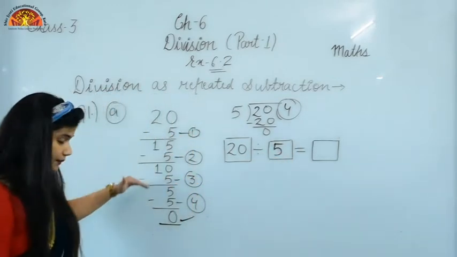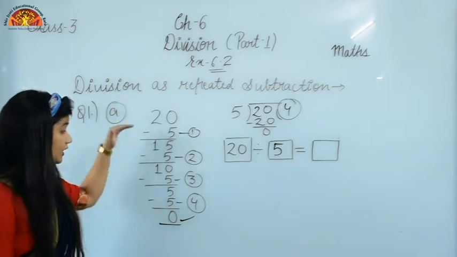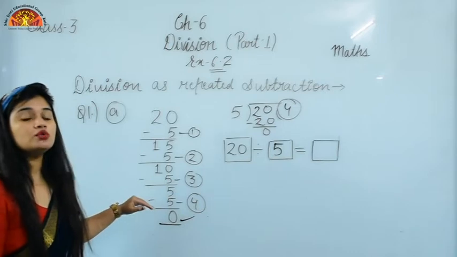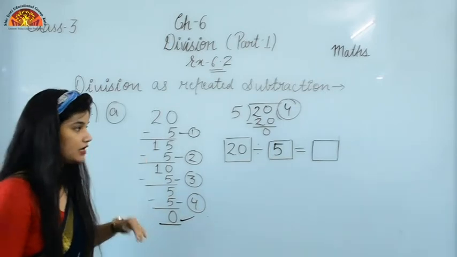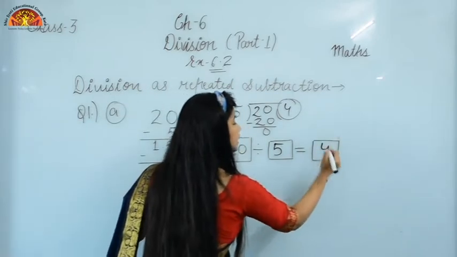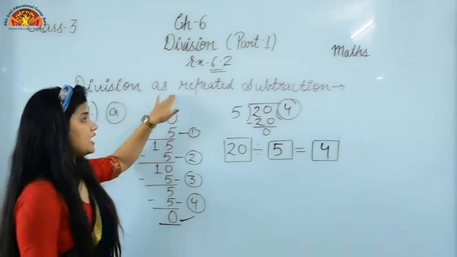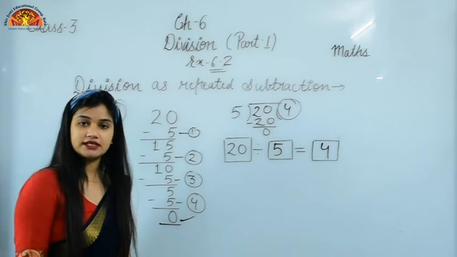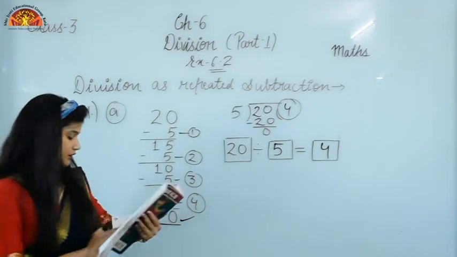जिस नंबर को आप बार बार subtract कर रहे हो that will be divisor. And what is the answer? How many times you have subtracted 5? You have subtracted 4 times 5. आपने 4 बार उसको subtract किया है. So your answer will be 4. Is it clear students? And this is division as repeated subtraction. Is it clear? Now we see one more question. Question number 3.